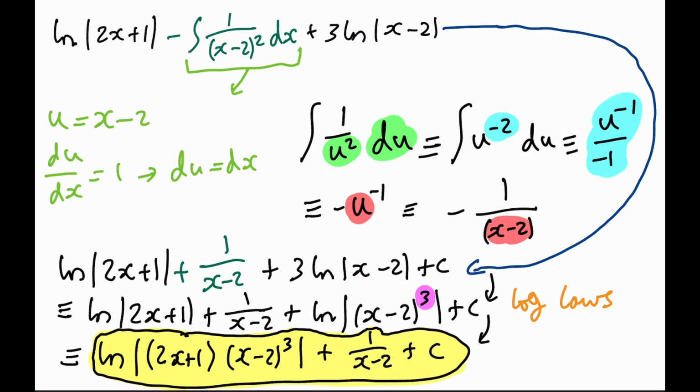So because we have two logs here, we can use log laws. The 3 becomes a power, and when you add two ln's, you can just multiply them together. So in the end, you'll get the ln of 2x plus 1 multiplied by x minus 2 to the power 3, because the 3 becomes the power if you have a multiplier on the outside. And then plus 1 over x minus 2, plus c. And if you're trying this question, pause the video and try it out yourself and just see the working out if you need to.